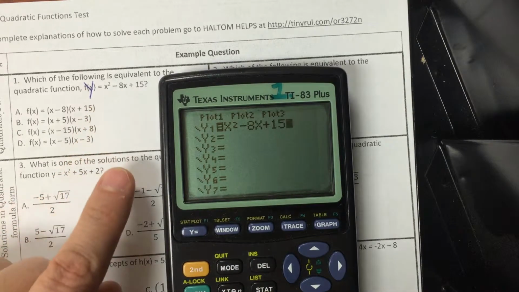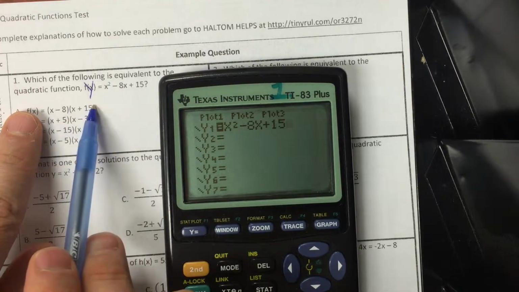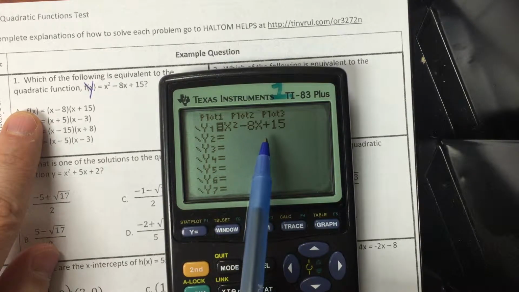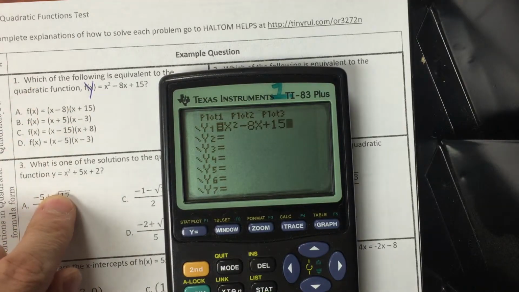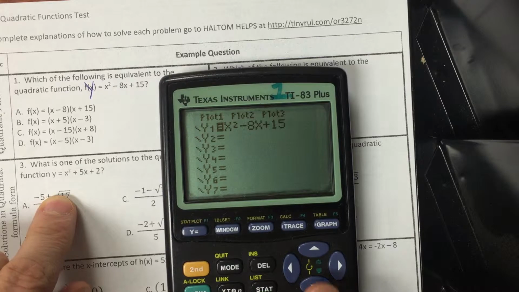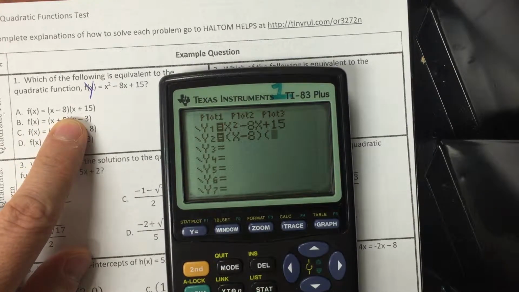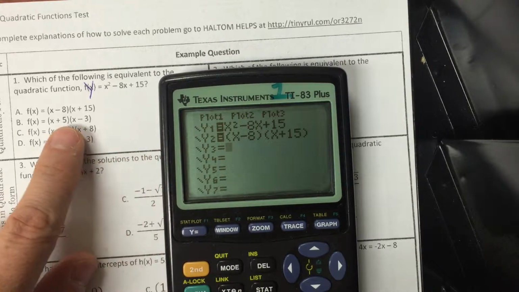Now you could go ahead and put in each answer choice one at a time on y2. Or we could even put in all the answer choices if we really wanted to. I'm going to put them all in, and then I'm going to show you a trick. So we could have x minus 8, in parentheses, and then x plus 15. That's in the y2 section, keep that in mind. Choice A is in the y2.